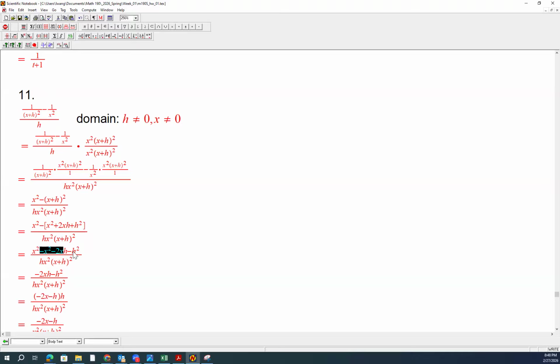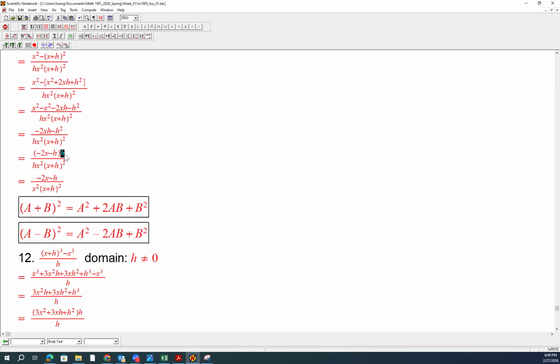Open up the parentheses. When you open up these parentheses, be careful because the negative sign is going to be distributed to every term inside the bracket. And then x squared minus x squared is 0, so we'll be left with 2xh minus h squared, and multiply h times x squared, multiply x plus h squared. Factor out the h, and that h will take away the h in the bottom. So in the end, we get negative 2x minus h over x squared plus x plus h squared.